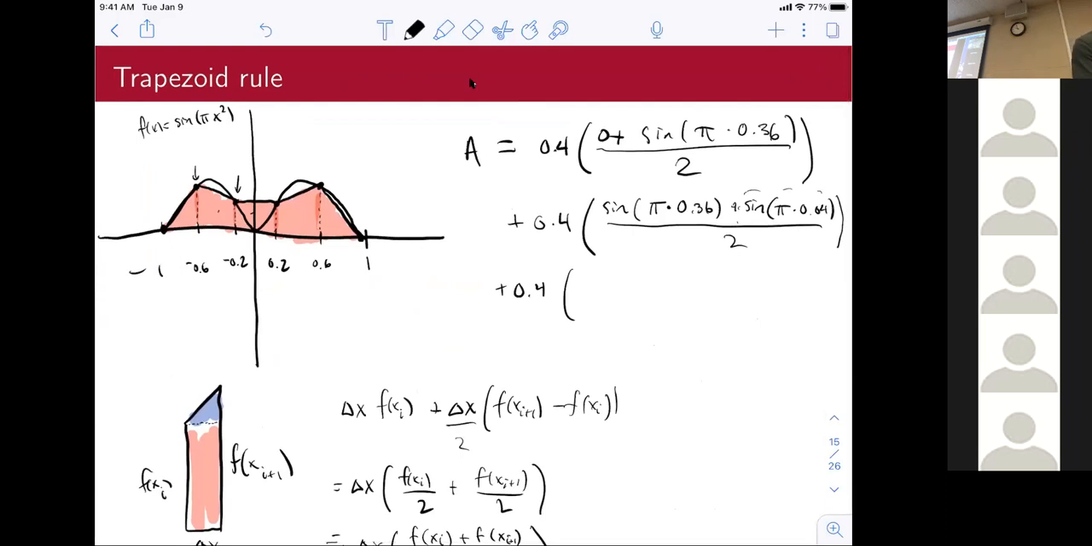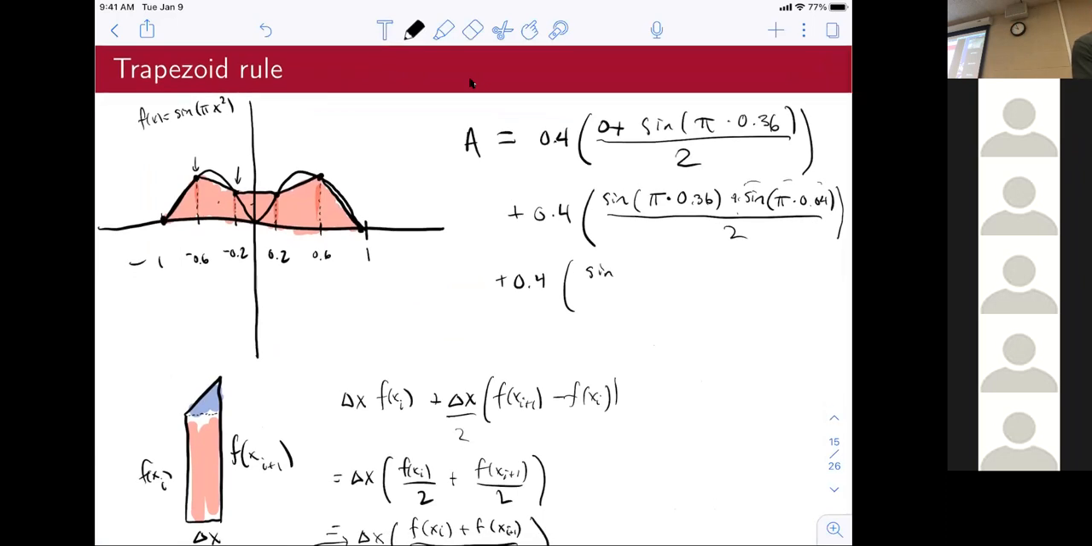Okay, so we're going to get 0.4 times the sine of pi times 0.04 plus, well, then the height on the right, I'm going to plug in x equals positive 0.2. But because this function is symmetric about the y-axis, that's also going to be sine of pi times 0.04 divided by 2. And I know when you add something together and divide by 2, I could just write sine of pi times 0.04 there, but there's a more general form that we're going to be writing down here in a second.